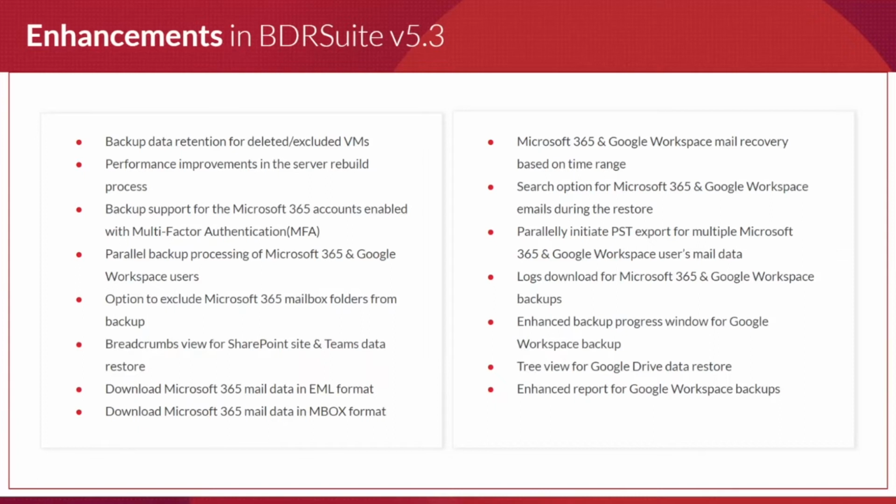So if you're backing up Microsoft 365 or Google Workspace for a longer period of time, but when performing a recovery you just want to recover the mails from a particular range, you can just select the time range and you'll be able to filter out the mails from that particular time range, and you can select them for further restore. So that is Microsoft 365 and Google Workspace mail recovery based on time range.